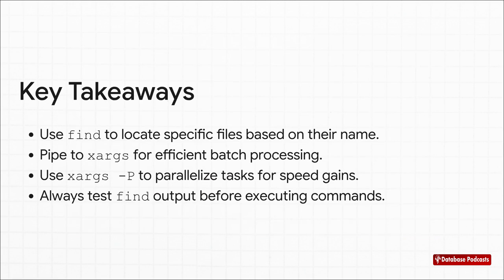So let's wrap up with the key takeaways. Number 1, use find to be a surgeon, locating exactly the files you need. 2, pipe that list over to xargs to process them all efficiently in a batch. For those really big jobs, remember to add the -P flag to parallelize everything and get those huge speed gains. And also, just be aware of tricky situations, like file names that have spaces in them. There are ways to handle that.